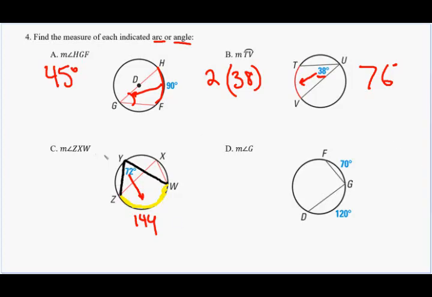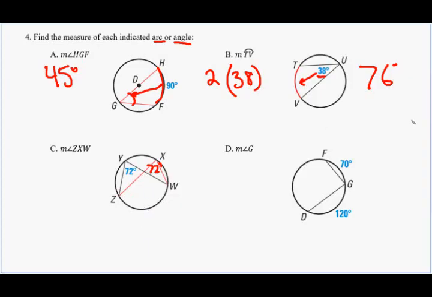And now we might notice that angle X opens up. I'll use red ink. It also intercepts at Z and also here at W. So it's intercepting the same 144-degree arc. So if we go back to angle X, we would chop it in half. And angle X, just like Y, would also be 72 degrees.